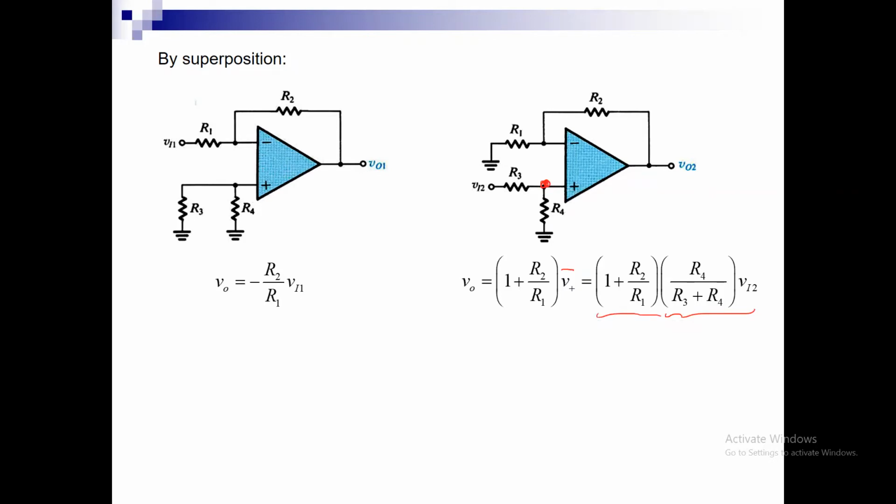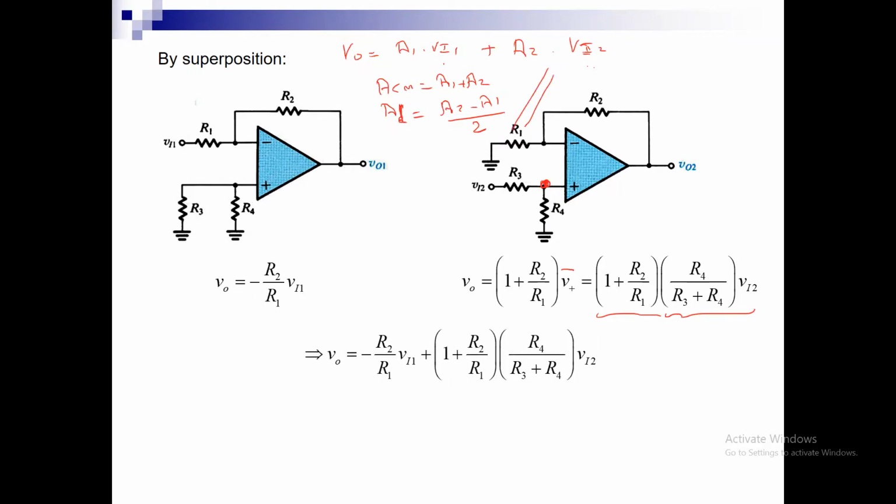Now all I want to do is to say that if I have VO equal A1 times VI1 plus A2 times VI2, I'm going to plug in VI1 and VI2 as a function of the differential mode and common mode gains. And we found before that ACM is A1 plus A2. We also found that AD was equal, according to what we just derived, to A2 minus A1 over 2. Okay, so let us see the derivation here.